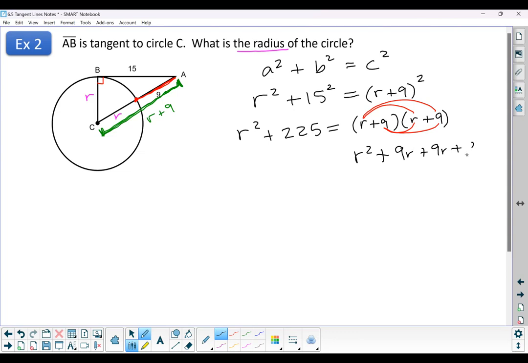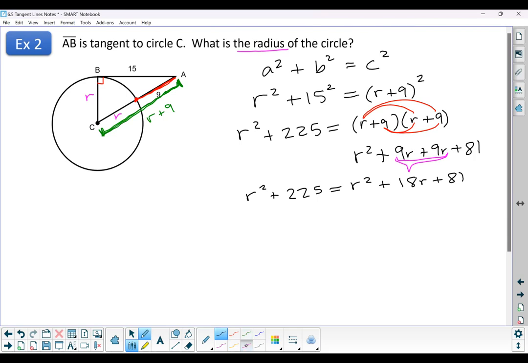We have to fully multiply it. We can't just distribute powers. Powers don't distribute. We've got to multiply it. Now we can combine these two terms together. So we have the equation R squared plus 225 is equal to R squared plus 18R plus 81. And remember that 18 just came from combining the two 9Rs together.